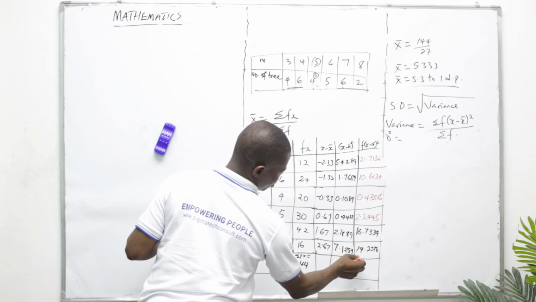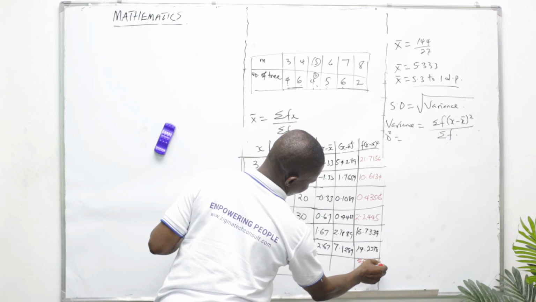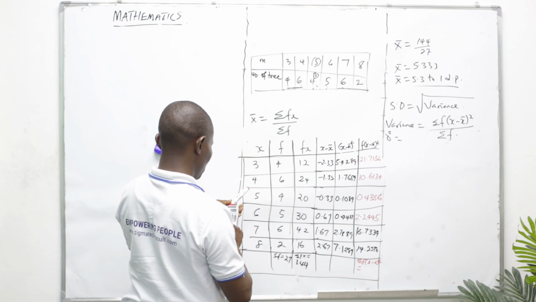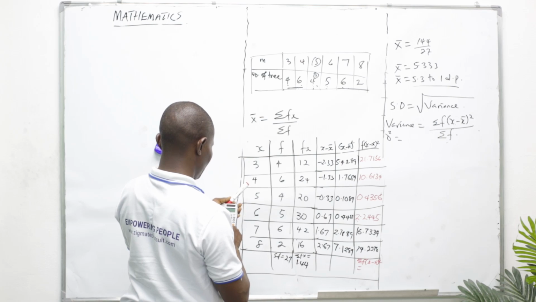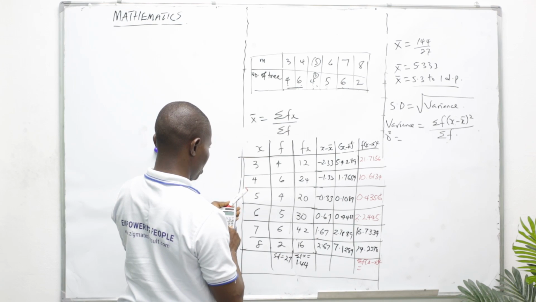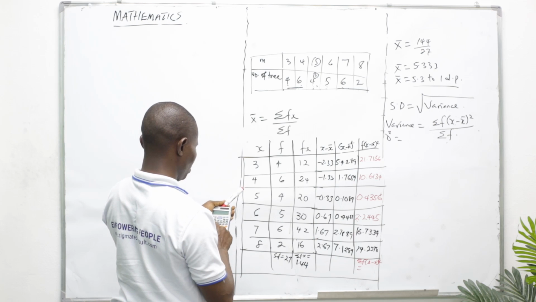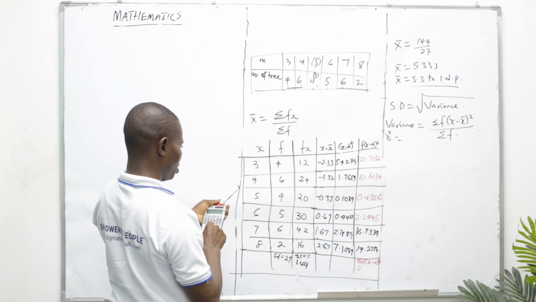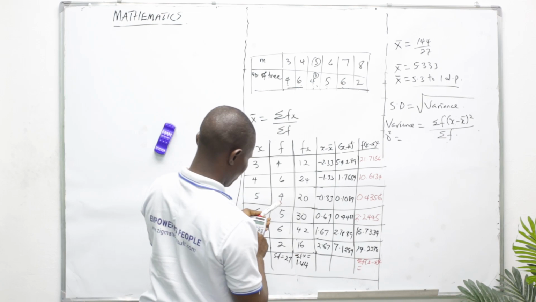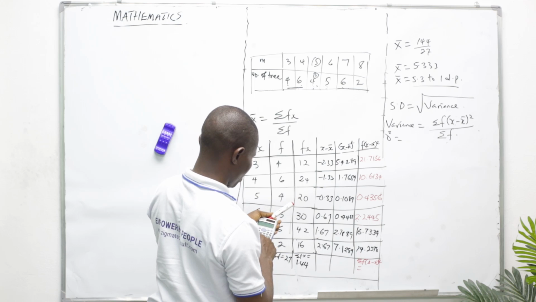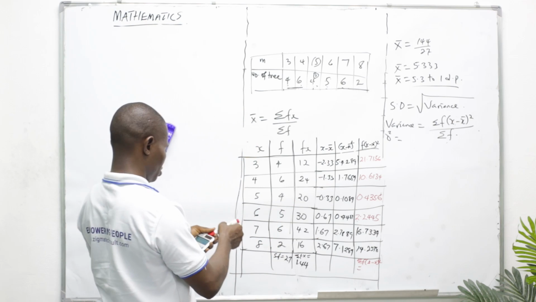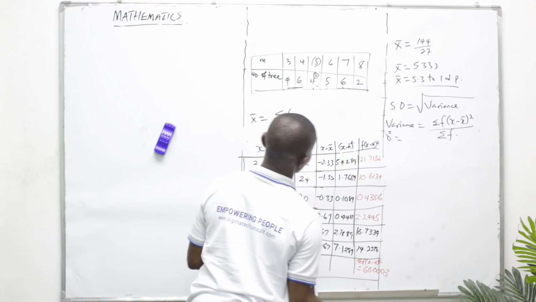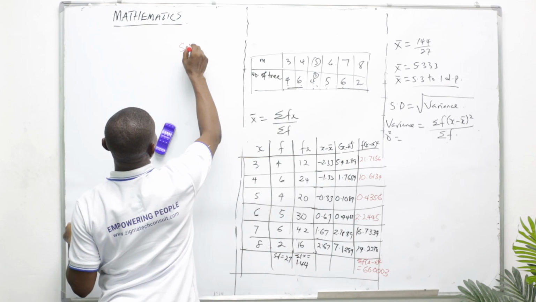We have this one already. So the summation of f(x minus x bar) squared will give us this one, plus 10.6134 plus 0.4356 plus 2.2445 plus 16.7334 plus 14.2578, which gives 66.0003.